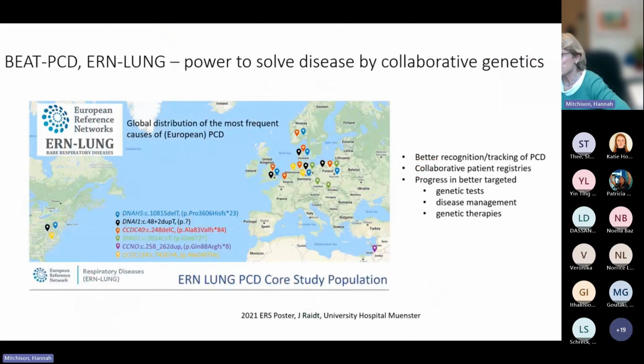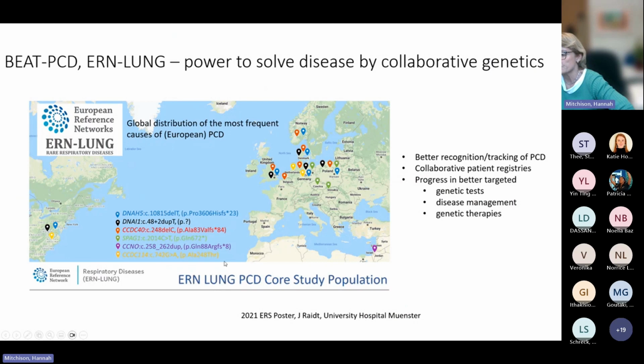We have these fantastic collaborations going on, including BEAT-PCD and LUNG. And this is a lovely poster from Johanna, hopefully coming out in publication soon, where we have this remarkable ability from the European consortiums to start to look at specific mutations and where they are enriched across Europe. So I told you about an ODAD1 mutation, used to be called CCDC114, where there's no male infertility. We know there's a great hotspot of those in Holland, so we can say that those males will be able to have children with PCD, and that's across the world.